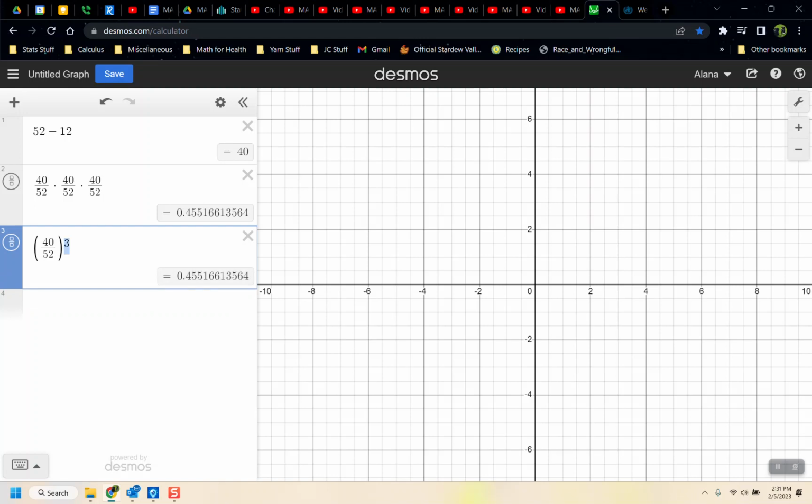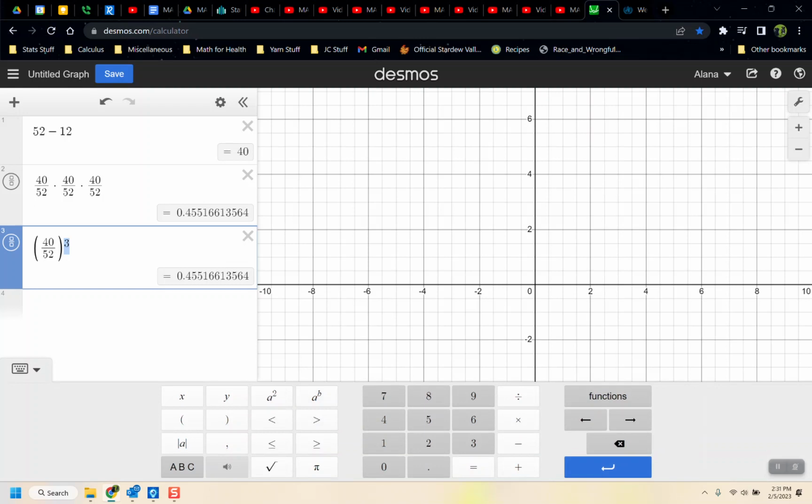And I'm doing that with Shift 6. It's the caret button. You can also do it with the A to the B button out here. So if I hit A to the B, I can make that power up there, and then I can hit third. There you go. So 0.4552.